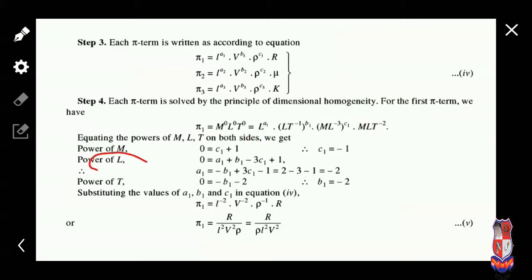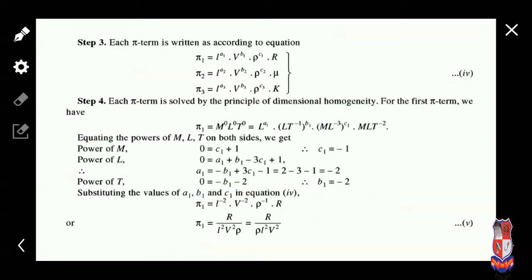Now we compare the power of L. The left side power of L is zero and the right side is A1 plus B1 minus 3C1 plus 1. Okay, now we compare the power of T on the left and right sides. Left side 0 equals minus B1 minus 2.